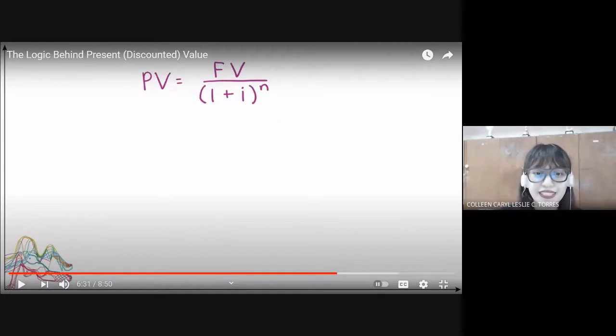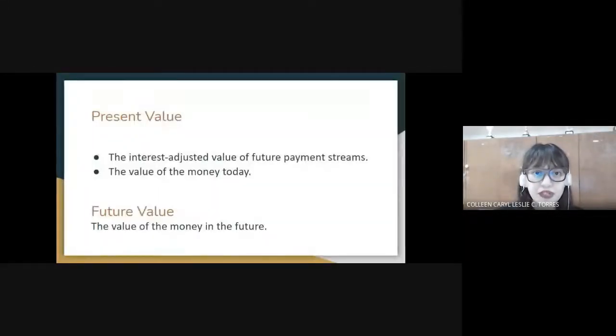All right, class. So that is actually the difference between present value and future value. So as mentioned, the present value refers to the money amount today, the value of the money today. Now, just to reiterate, present value is the value of the money today.